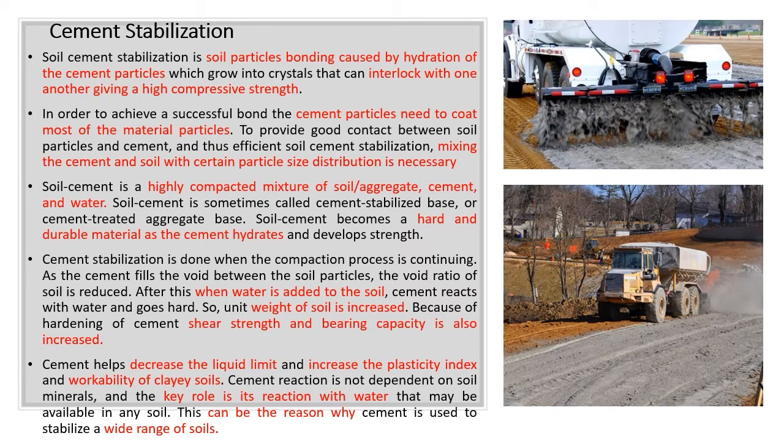Cement stabilization is done while the compaction process is continuing. As the cement fills the void between the soil particles, the void ratio of the soil is reduced. After this, when water is added to the soil, cement will react with the water and it will harden. So the unit weight of the soil will increase. Because of the hardening of the cement, shear strength and bearing capacity are also increased.